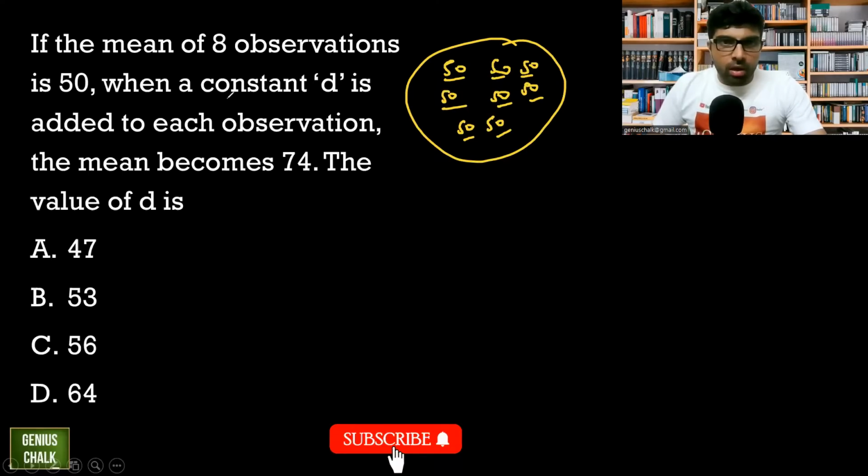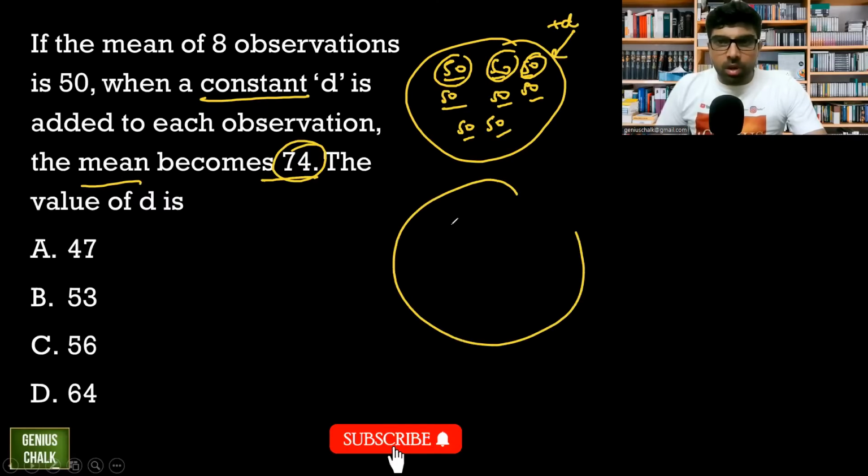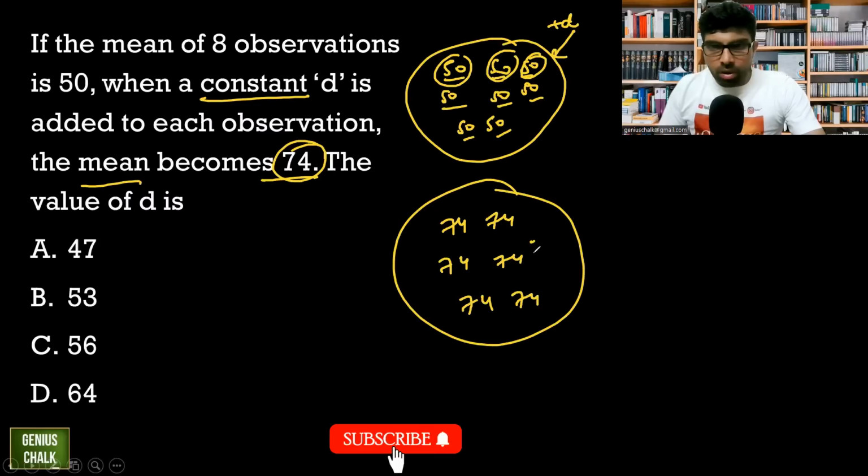Okay. So a constant D is added, something is added to every number, and the average becomes, the mean means average only, the average becomes how much? 74, 74, 74, and so on, 74, right? So what is the difference? What is the difference? The value of D, what is added here?